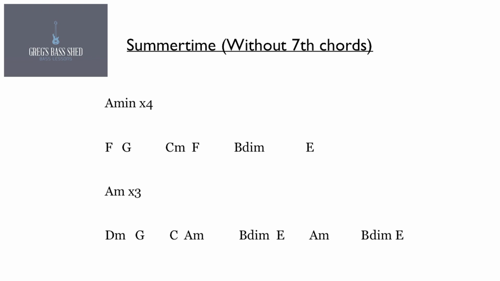If we look at the rest of the progression, we can see A minor, F to G, C, F, B diminished, E. Apart from the E major, you'll notice that all the other chords are from the key of A minor. So it's really useful on a piece of music to work out what the key is, and then you know what the most likely chords are going to be.